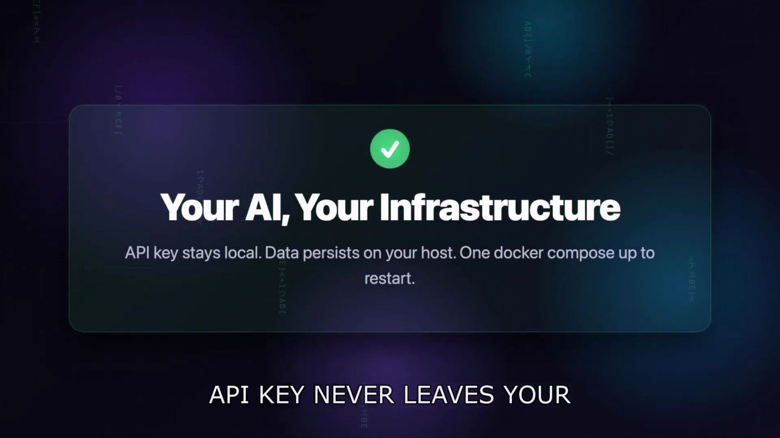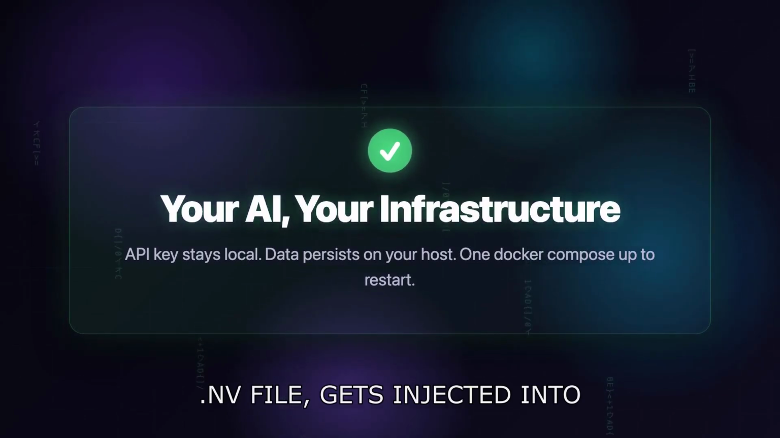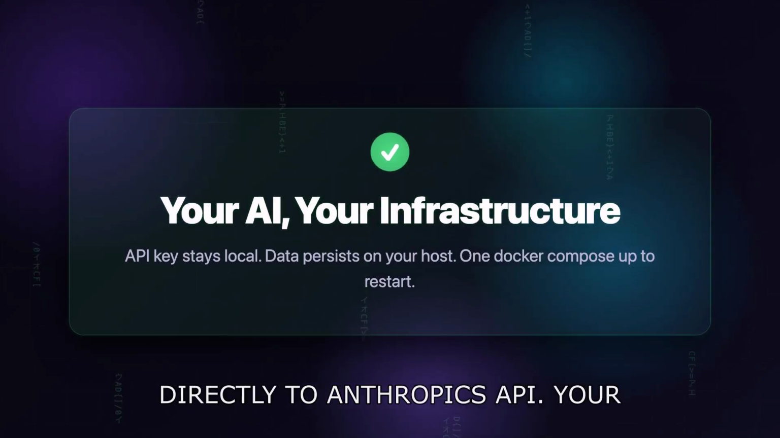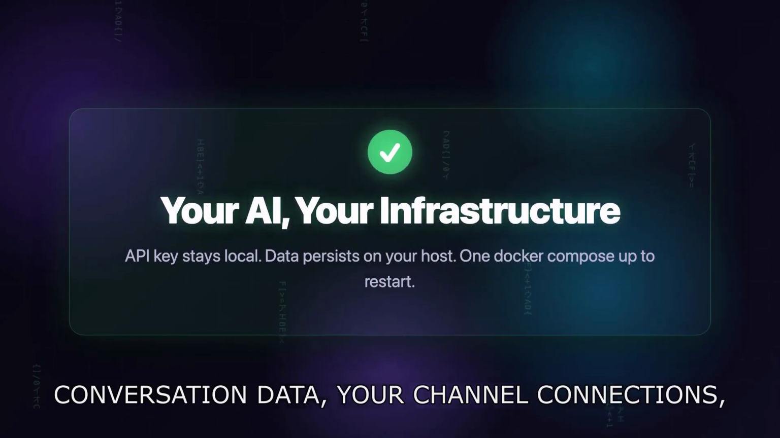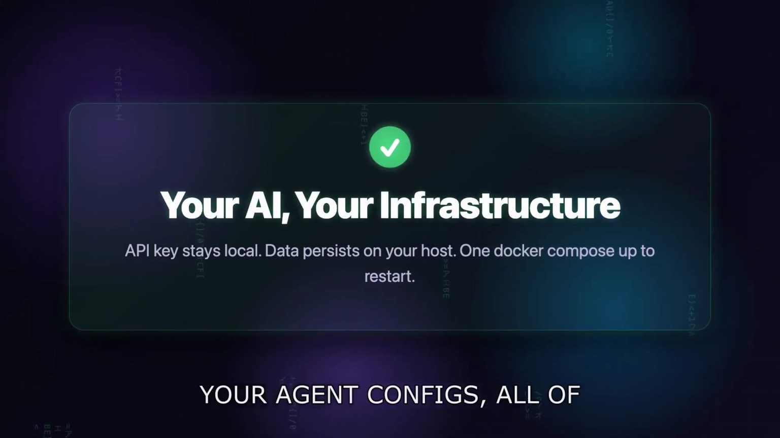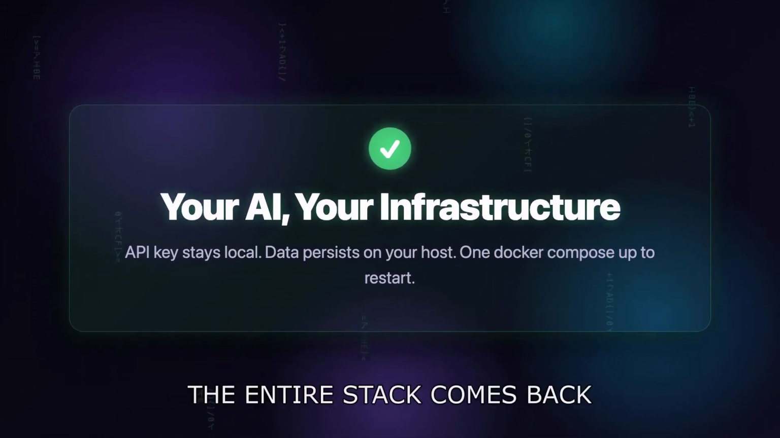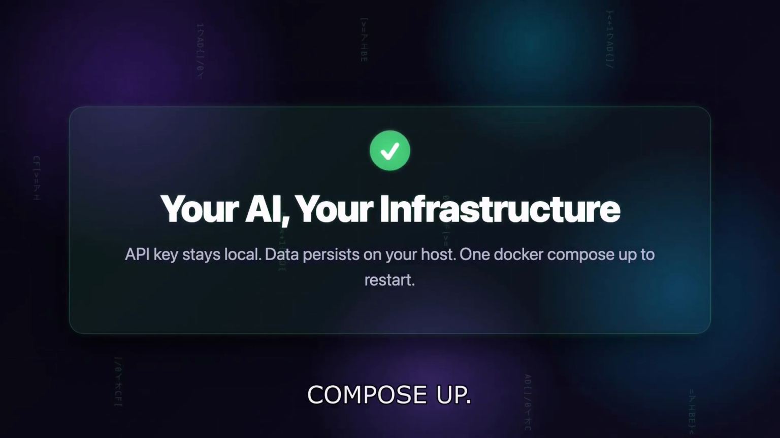Here's the bigger picture. Your API key never leaves your machine. It lives in the .env file, gets injected into the container at runtime, and is never sent anywhere except directly to Anthropic's API. Your conversation data, your channel connections, your agent configs, all of it sits in 2 folders on your host that you back up however you want. And the entire stack comes back up with one command, docker compose up.